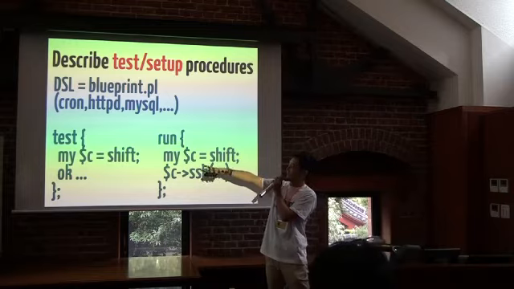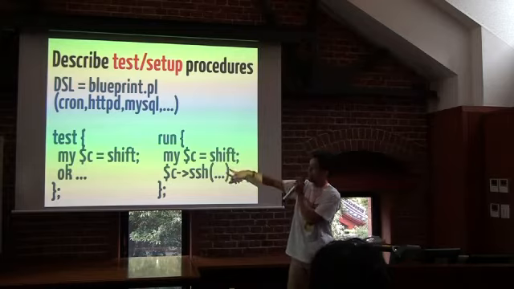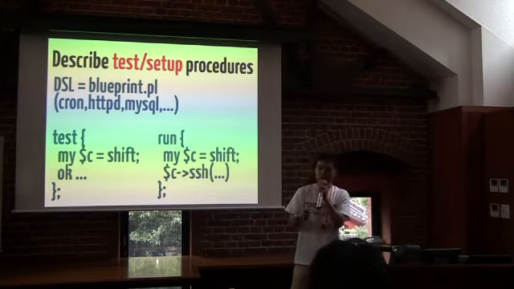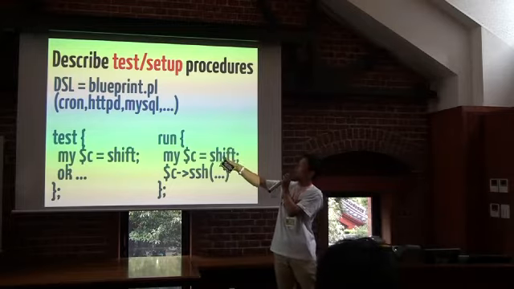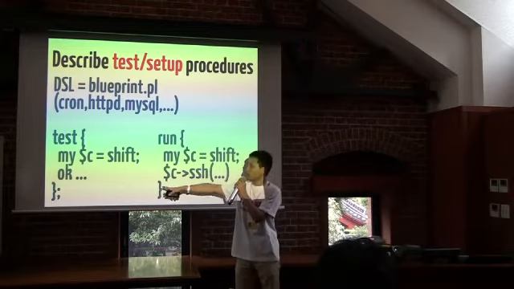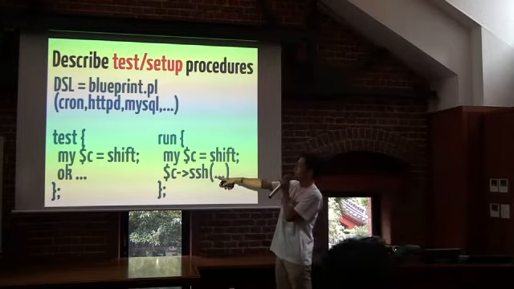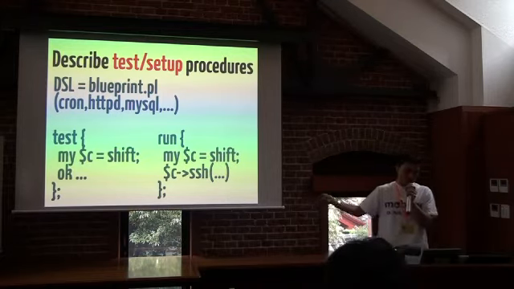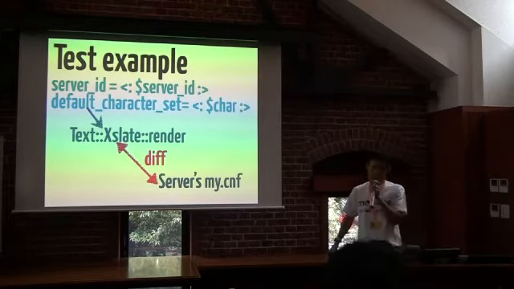So you can decide the test procedure and run the setup procedure in one function, and tutorial executes this function using some attributes, and you can catch the context information. In test, you can use a test more function like ok or is or something, and you can use SSH. This is a method of the context object. So you can SSH to the target server and then execute some commands.